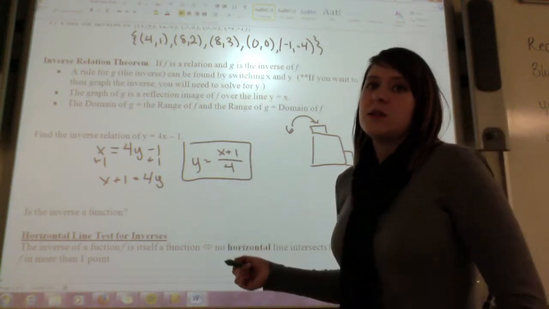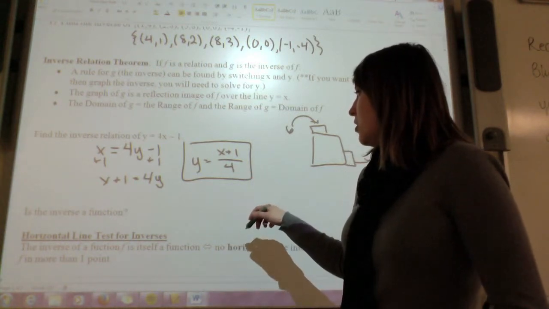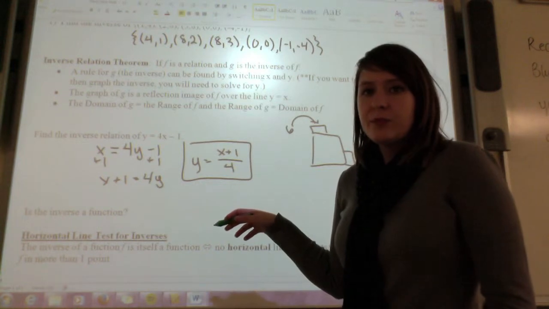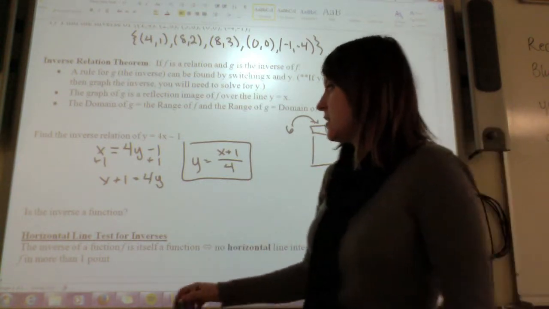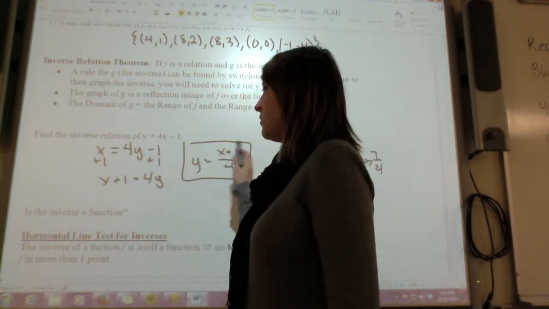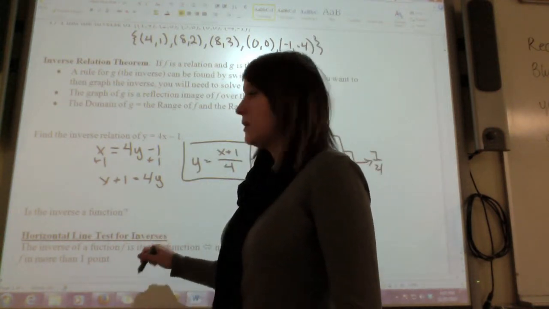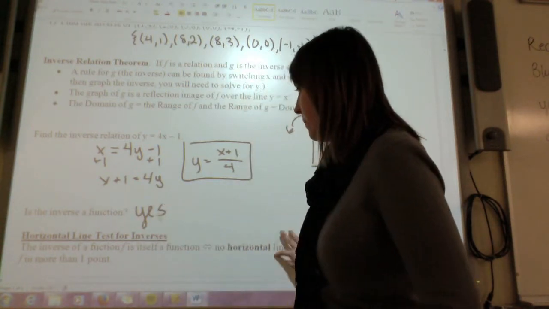An easy way to do it is to graph it. So if you graph this on your calculator, you should get a straight line. Therefore, you know it's going to be a function because it passes the vertical line test. Now we can determine, is the inverse a function? So again, if I put that into my calculator, it passes the vertical line test. So I would say, yes, the inverse is a function.